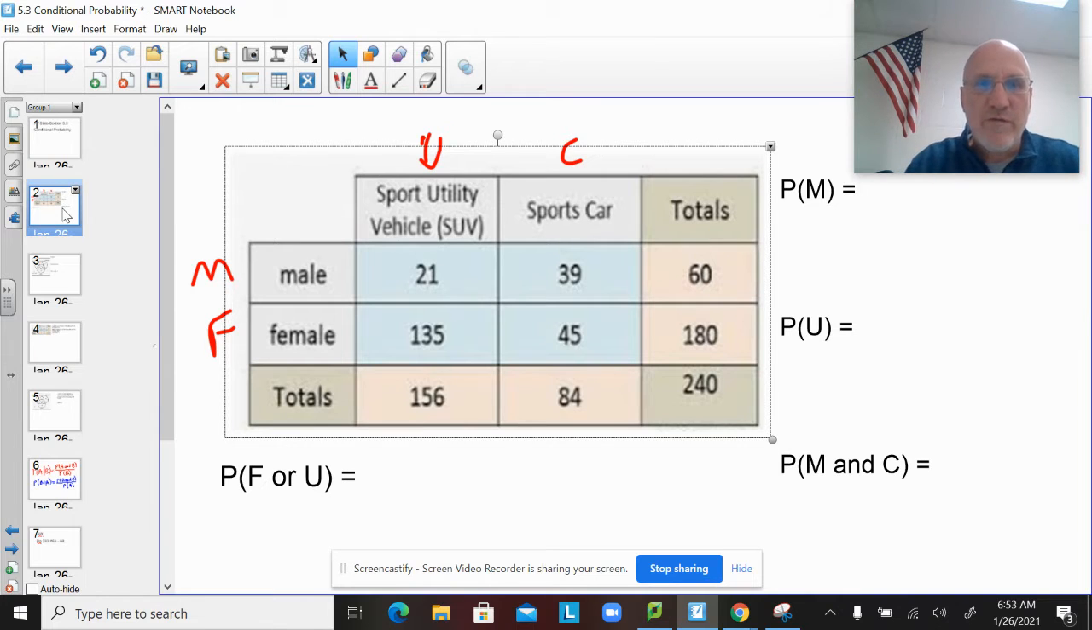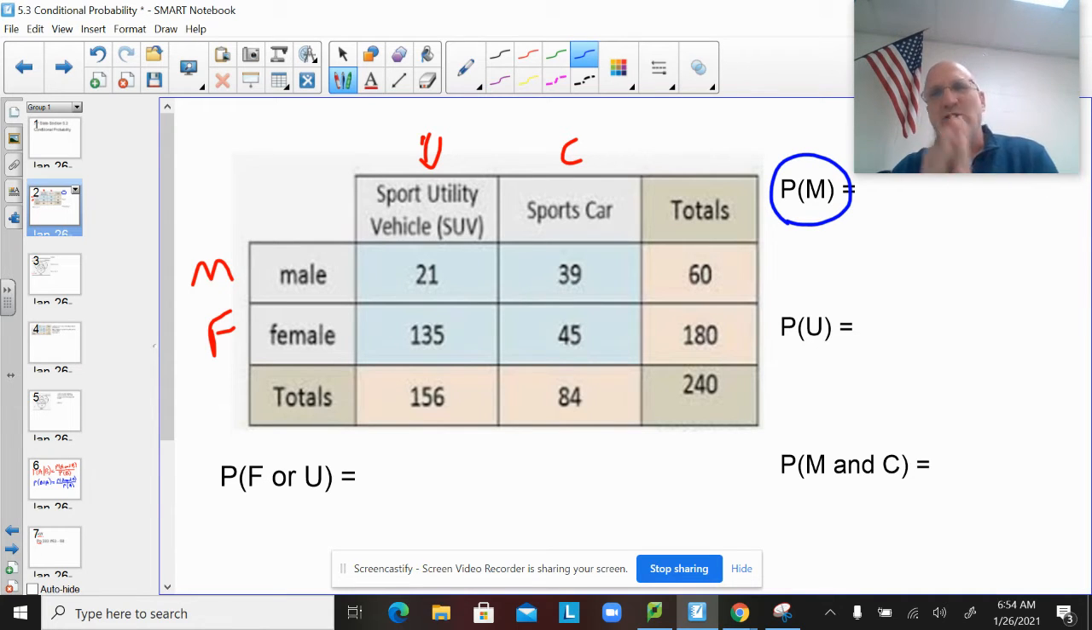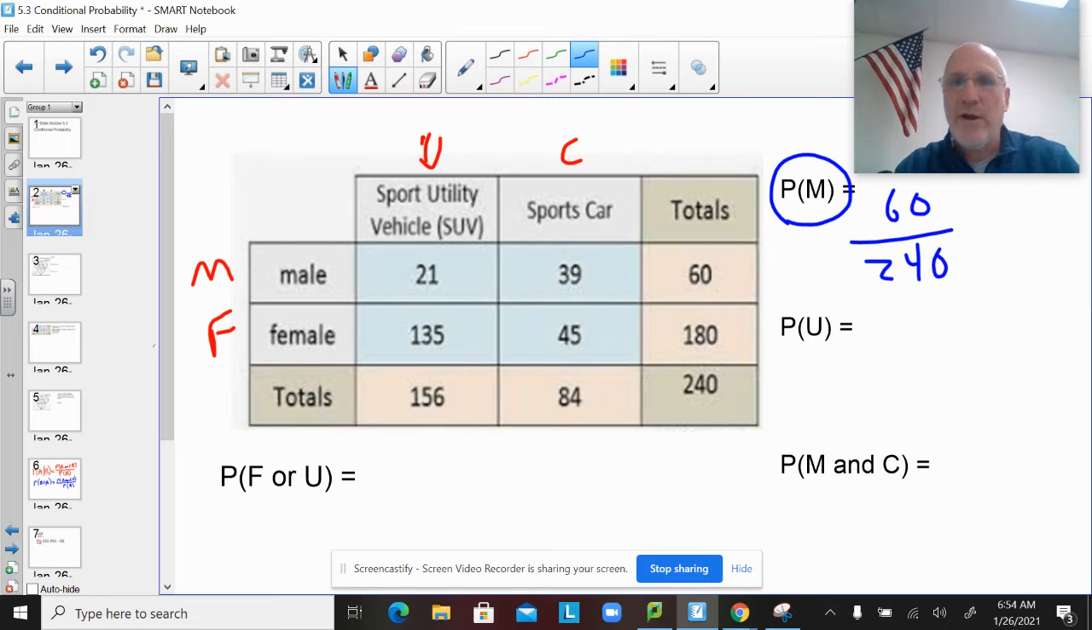So I've got 240 people, broken down either by male or female, or whether they prefer an SUV versus a sports car. If I pick one person randomly, and let's be guilty of the notation, what's the probability that they are a male? Well, that's just the total males out of the grand total, which is 60 out of 240. At the moment, I'm not at all worried about reducing fractions or making percentages. And the second one, the probability they prefer a sport utility vehicle, that's just 156 over 240.